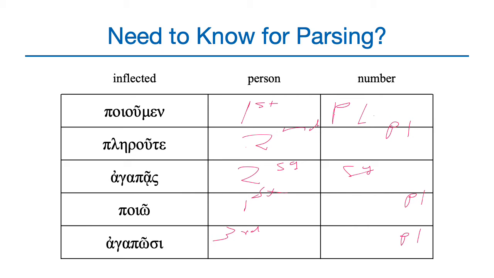You have plerute. You see the circumflex over the u. Guess what contracted? Epsilon and omicron, because the stem is plero, connected with the epsilon, second person plural ending te, so you have plerute. Agapas, second person singular. Poio, first person. And then agaposi, third person plural. These contractions will become more familiar to you as you go on and learn more about contract verbs.